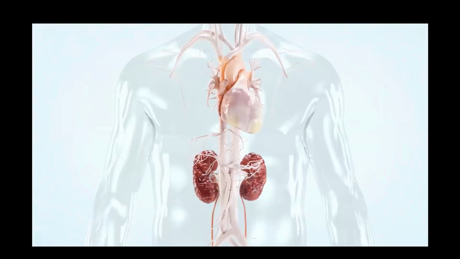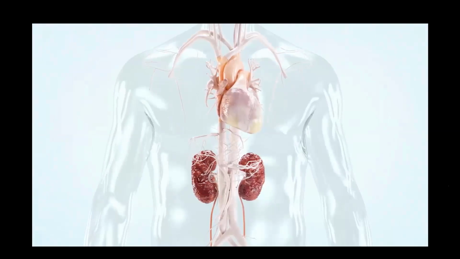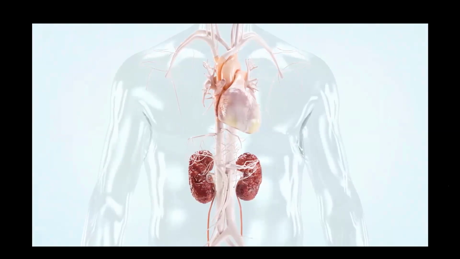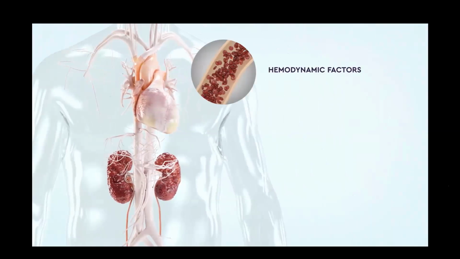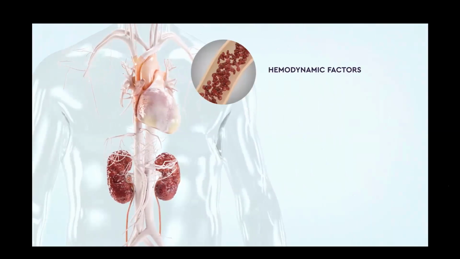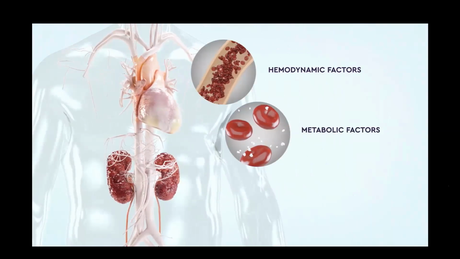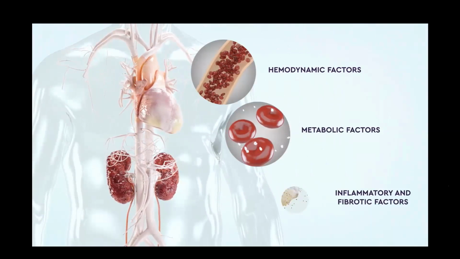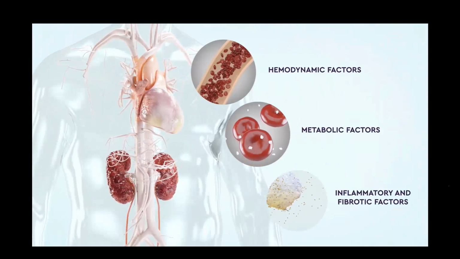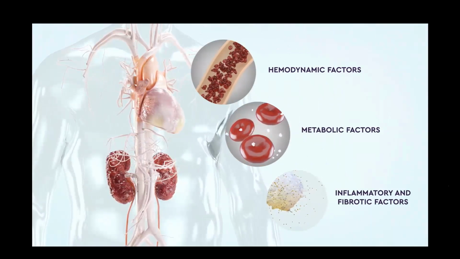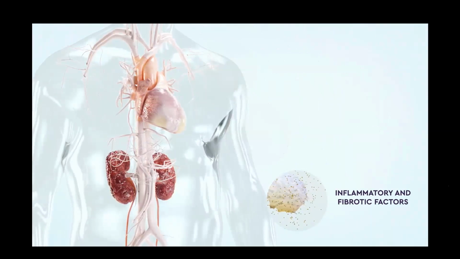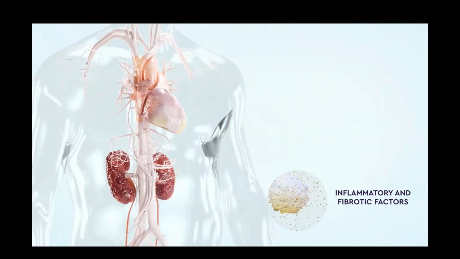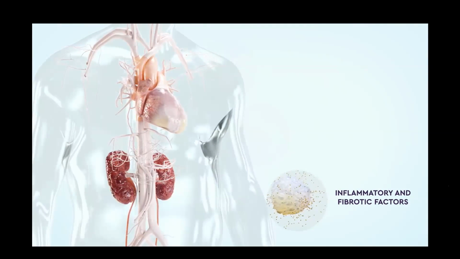In patients with CKD and T2D, 3 major categories of pathophysiological drivers promote CKD progression. Hemodynamic factors like increased blood pressure, metabolic factors like elevated blood glucose, inflammatory and fibrotic factors like pro-inflammatory and pro-fibrotic proteins. But one of these is unaddressed by the current standard of care: inflammation and fibrosis.